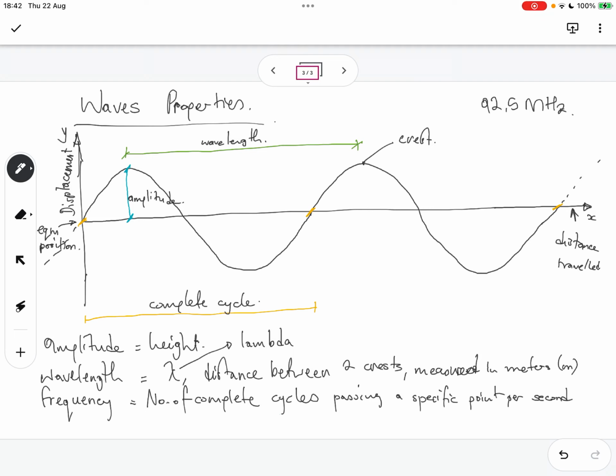So the frequency of light waves determines its color. And this is important because violet would have a much higher frequency than red. Like the color violet, yes. Would have a much higher frequency.